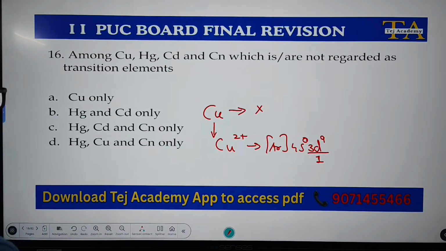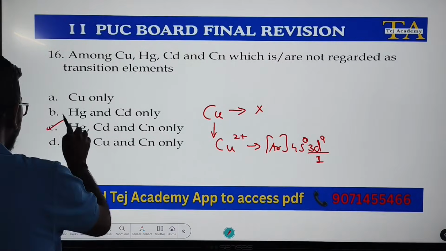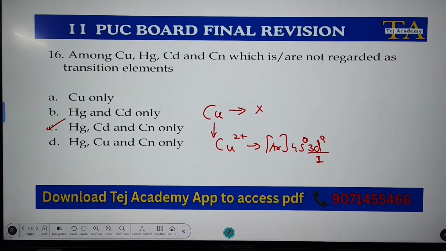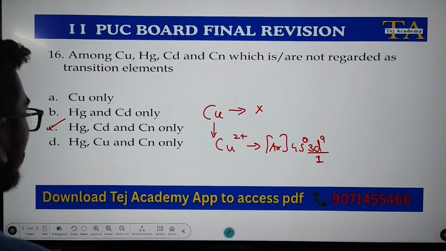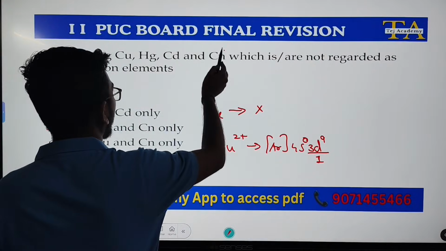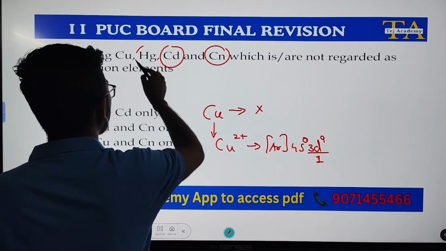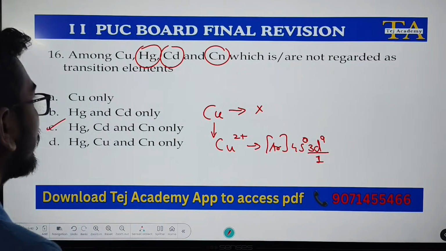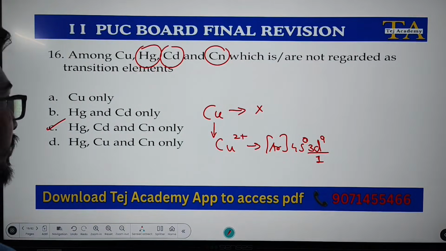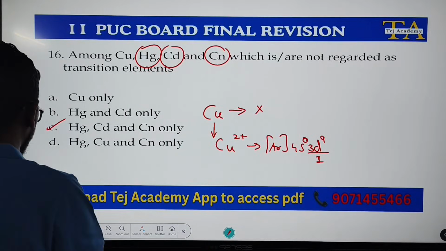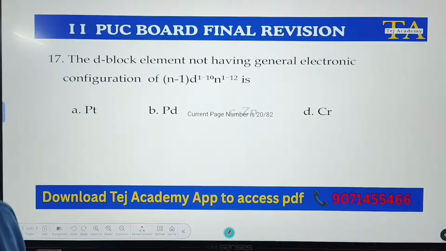But what about mercury? So which option is correct now? Option C is the right answer. Mercury, cadmium and Cn. These are the three elements which do not belong to transition elements, but belong to D block elements. Yes. 17th question.